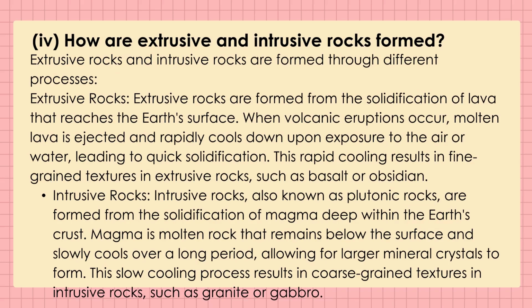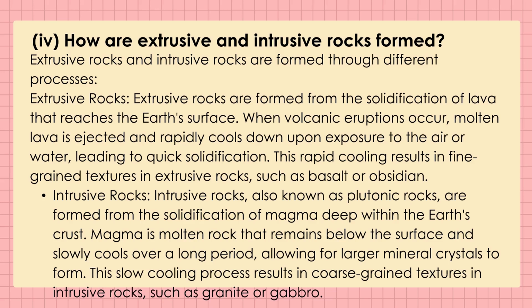How are extrusive and intrusive rocks formed? The extrusive rocks and intrusive rocks are formed through different processes. The first one, extrusive rocks. These rocks are formed from the solidification of lava that reaches the Earth's surface. When volcanic eruptions occur, molten lava is ejected and rapidly cools down upon exposure to the air or water, leading to quick solidification. This rapid cooling results in fine-grained textures in extrusive rocks, such as basalt or obsidian.